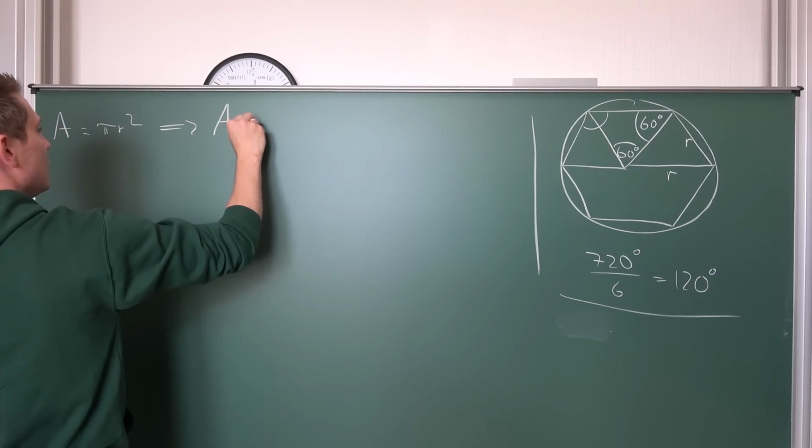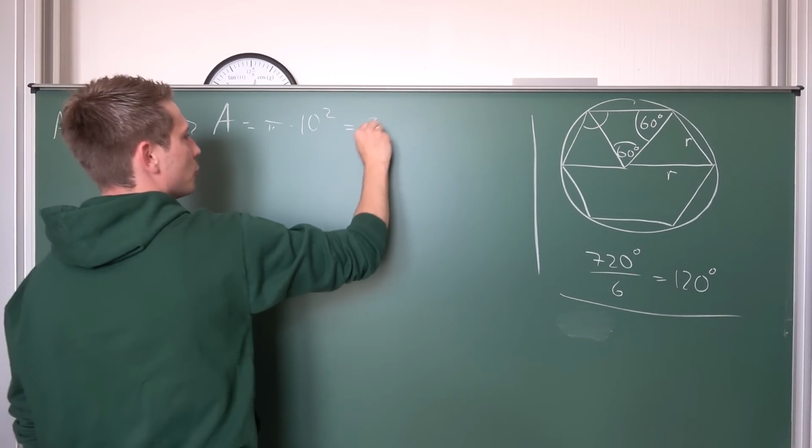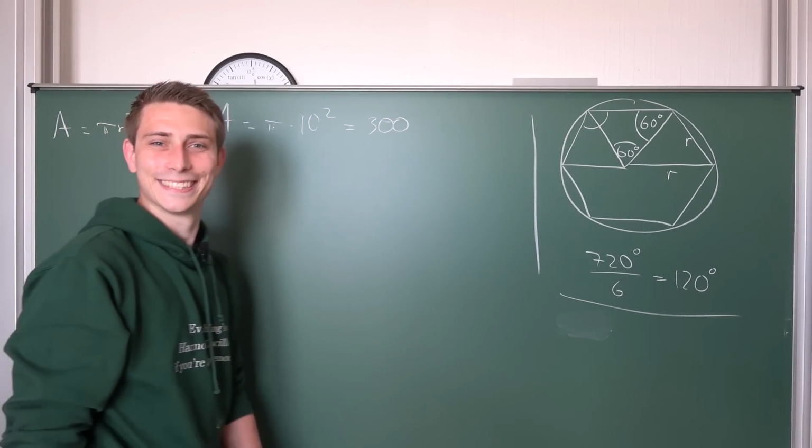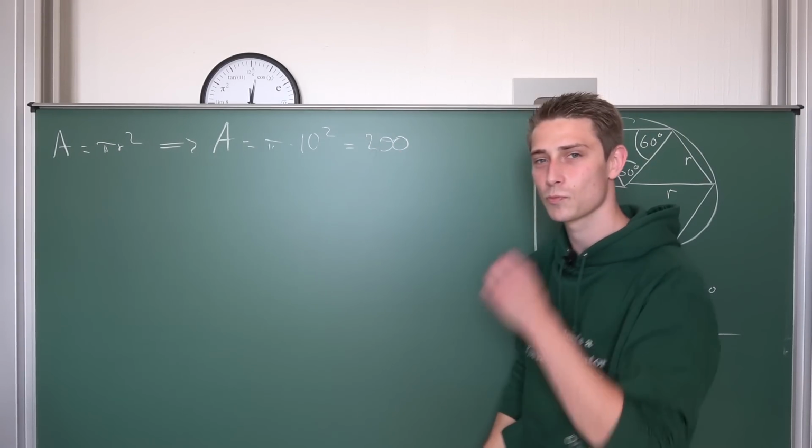Meaning overall, the area is equal to pi times 10 squared is equal to 300. Or you can also say 200, I don't care.